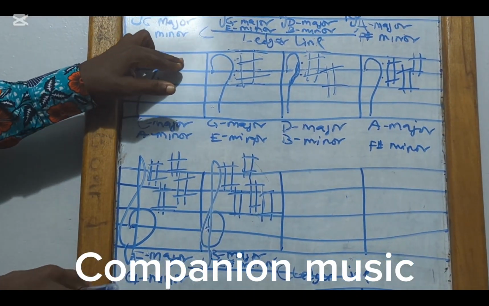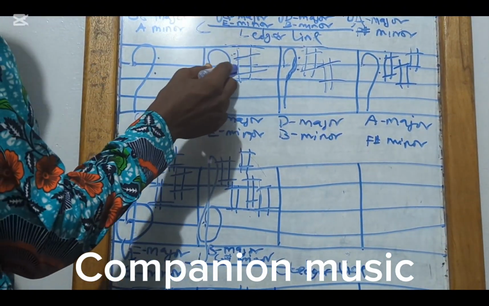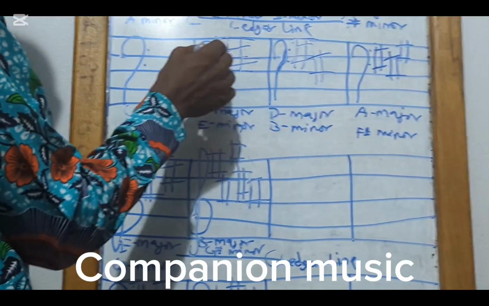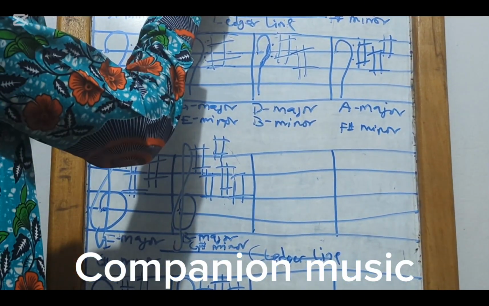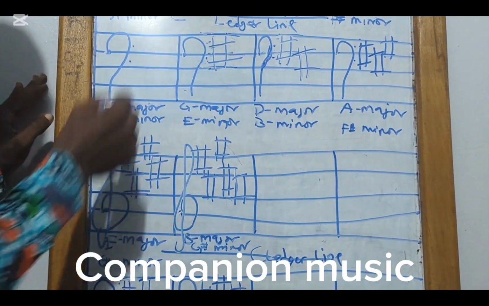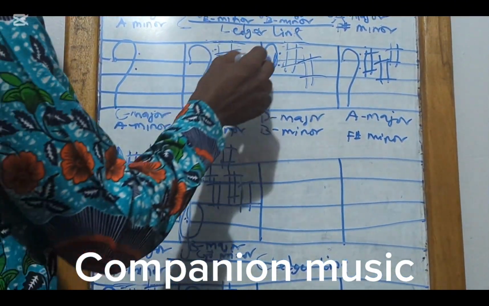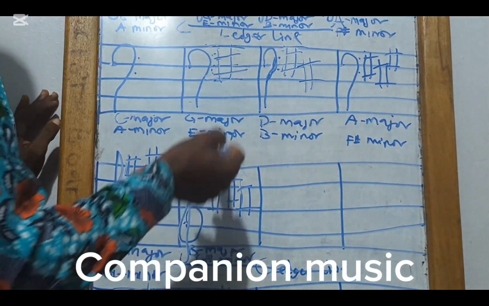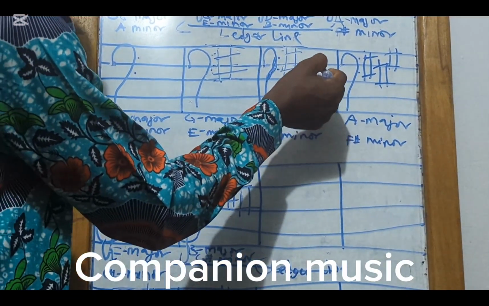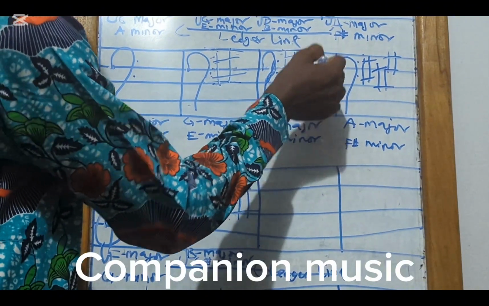The same thing is applicable to the bass part. Look at the bass part now. The one sharp that we have here is not placed on the last line. It's placed on the second to the last line. For D, which is 2 sharps, it is the second to the last line and the second to the last space.